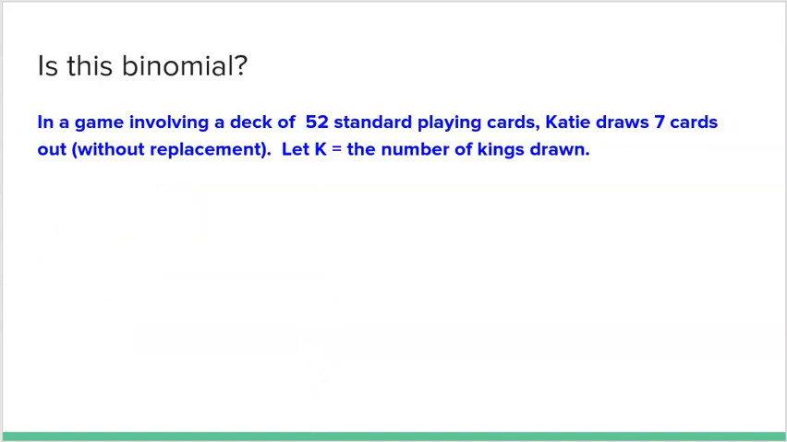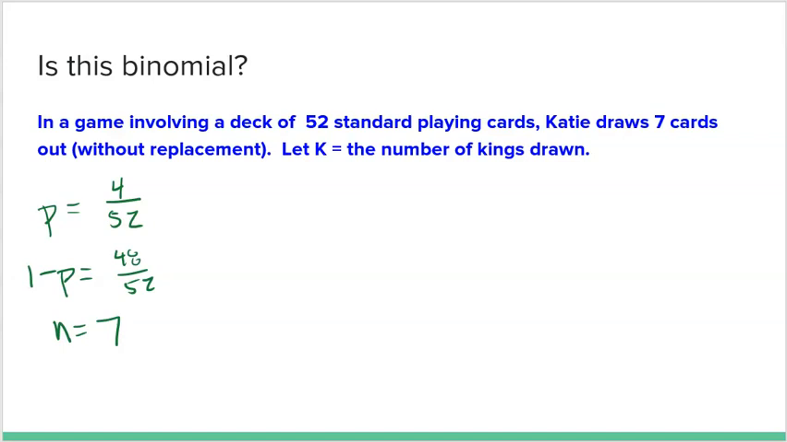All right. In a game involving a deck of 52 playing cards, Katie draws 7 cards out without replacement. Let X be the number of kings drawn. Okay, so let's see here. What is the probability of getting a king? Well, I hope you know there are 4 kings out of the 52 cards. The failure would be 48 out of 52, so that seems to be making sense. And it did tell us that she's going to take 7 cards. So with 7 cards, she could get 0, 1, 2 kings, 3 kings, 4 kings. Oh, but wait a minute. She can't get 5, 6, or 7 kings because there's not that many kings.